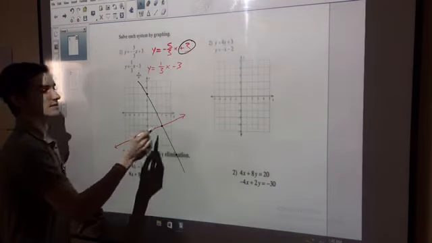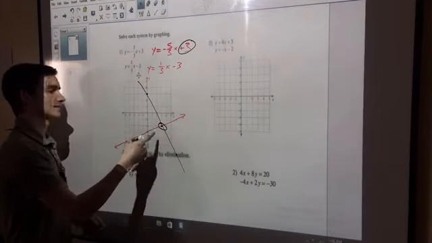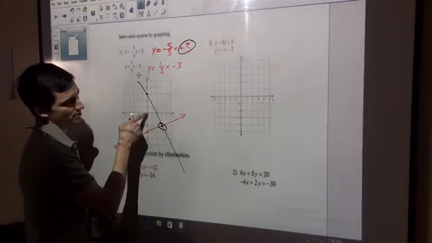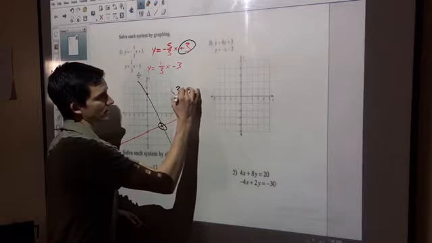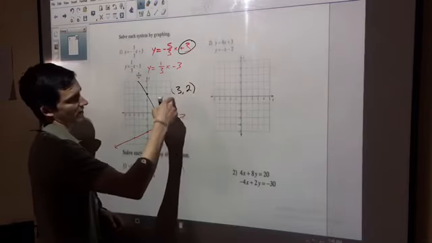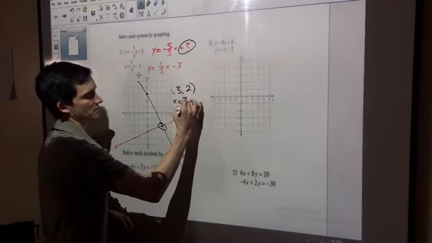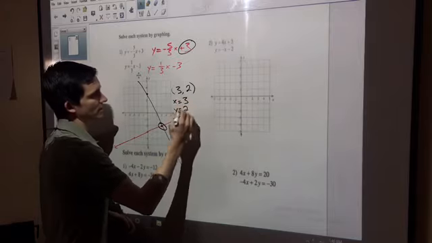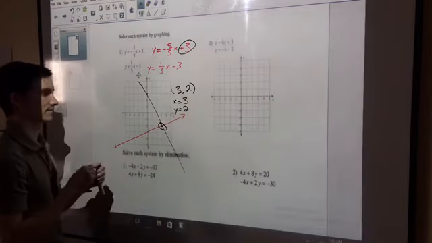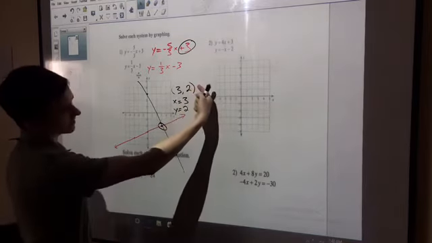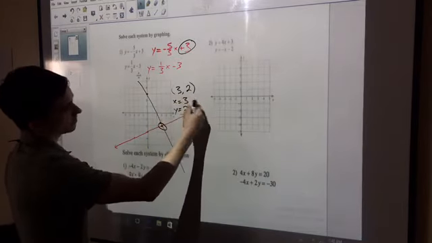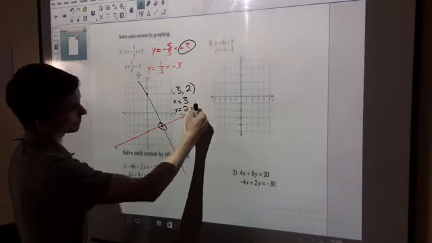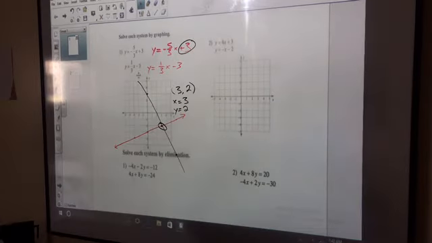But anyway, here's the crucial point right here. That's the solution. So notice the solution is right 3, down 2. So my solution to this system is at 3, 2, or when x equals 3 and y equals 2. Either of these answers, the coordinate would be an answer where you have x is 3 and y is 2, or you can write out literally x equals 3, y equals 2. Okay, so there's the first one.